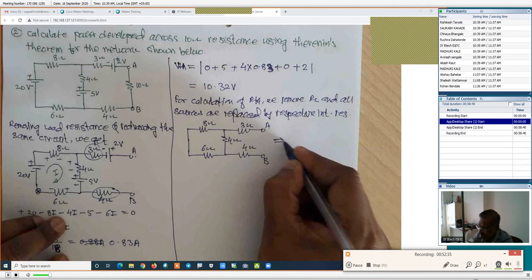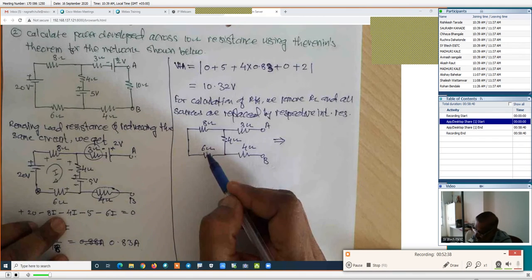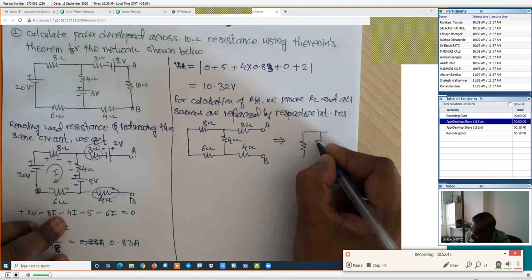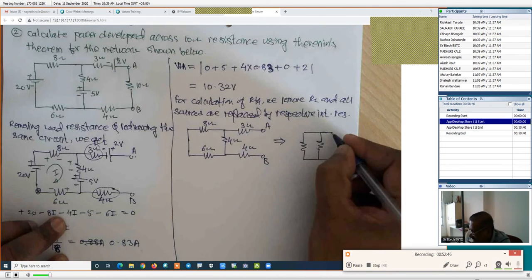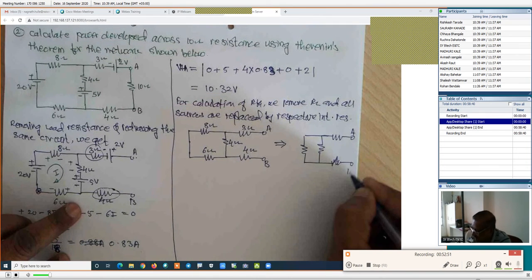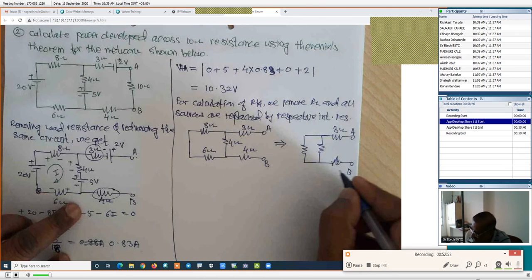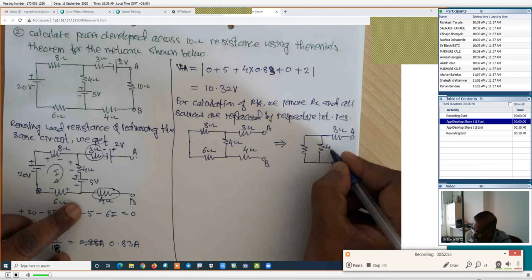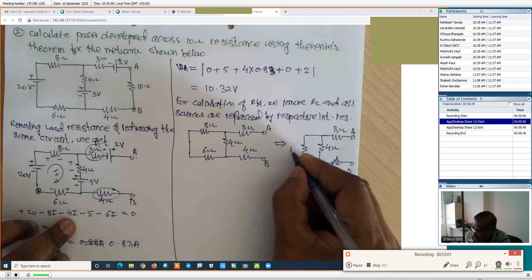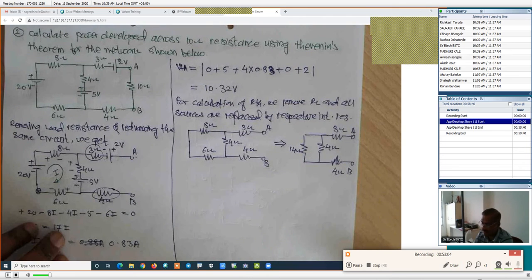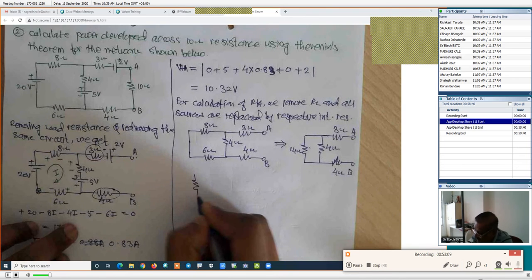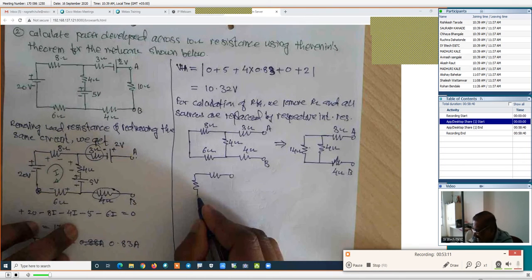What is the next figure? In this case, these two are in series combination. This next figure will be something like this. This is the A and this is B. This is 3 ohm, this is 4 ohm, this is 4 ohm, and its value of this series combination will be 14. That's right. Next, these two resistances will be in parallel combination, which can be replaced by the single resistance.